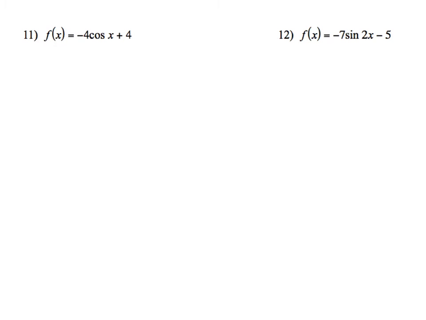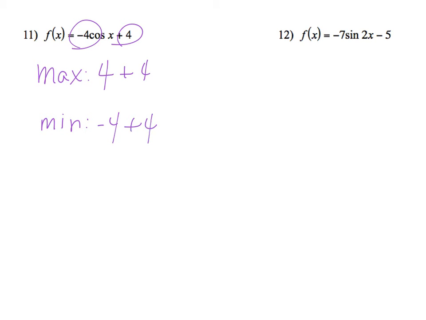Alrighty. Should I stay in purple? Here we go. So max and min. Quickly, this is negative, but the max is the positive, the min is the negative. Then you add the d. Only two things that affect the range. So this is 8, this is 0, so the range is 0 to 8.